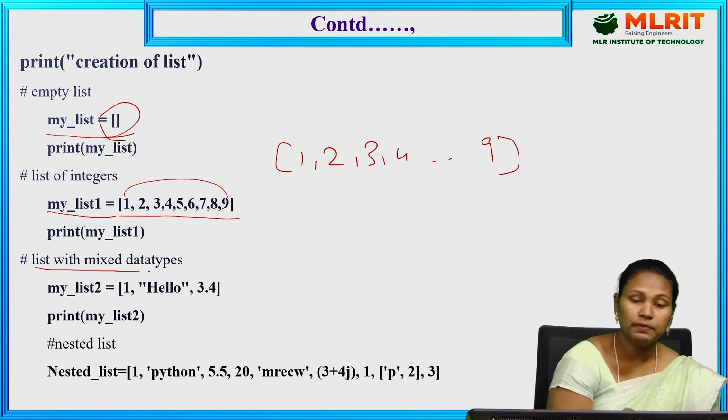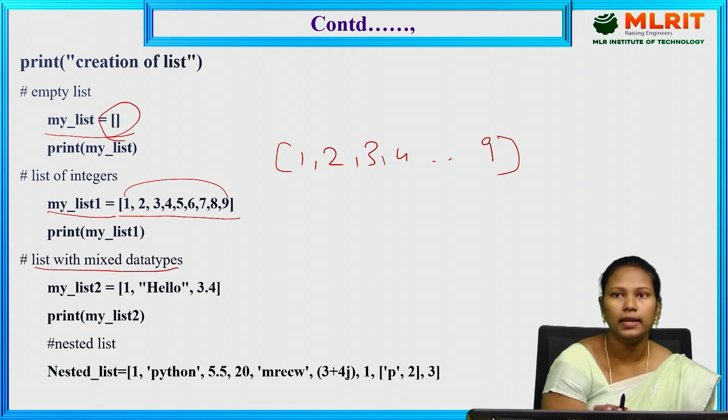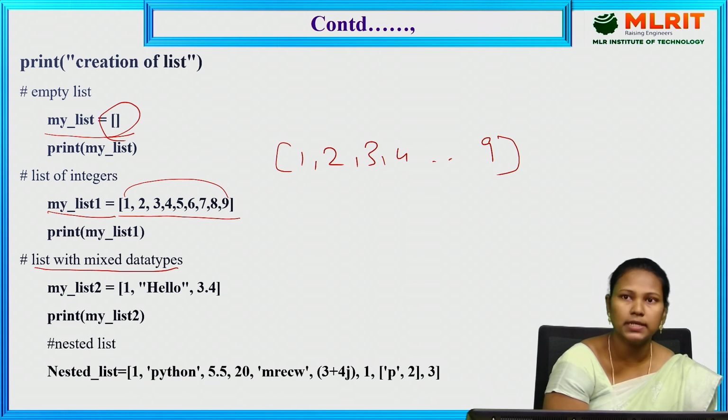Next, list with mixed data types. It is used to store values of whatever data type, so it stores mixed data types also. My list contains an integer value, a string value, and a float value also. It prints all the values.